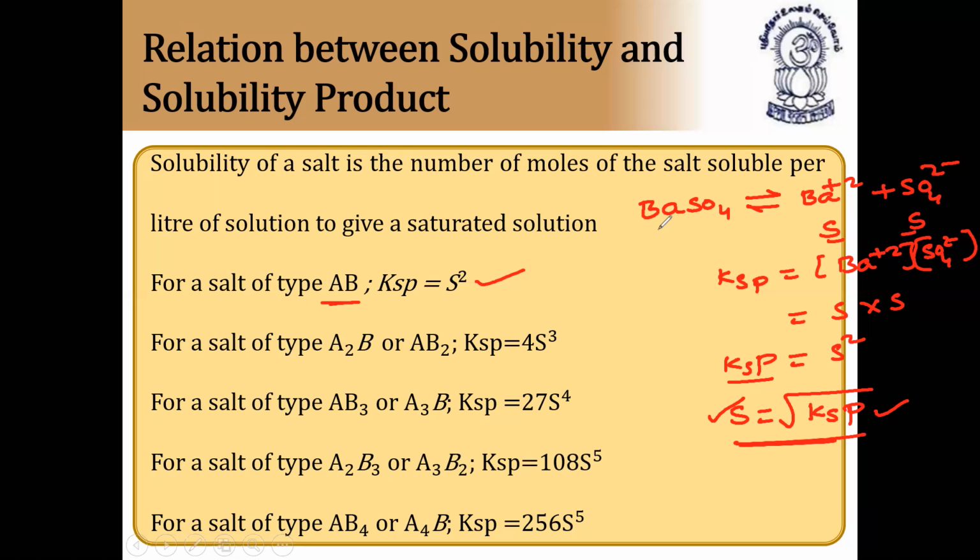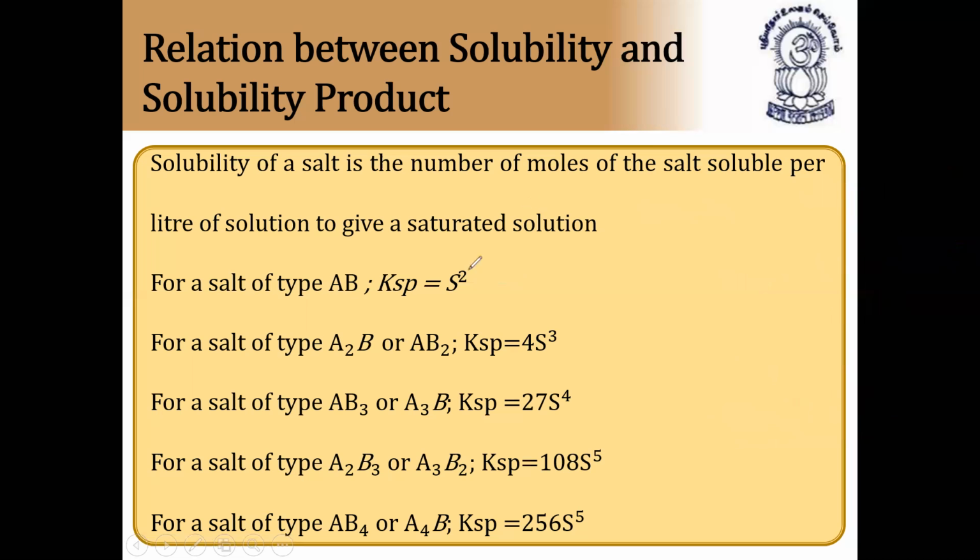So what is an AB type salt basically? If the charge of cation and anion are equal, then it comes under AB type salt. It can be plus 1 minus 1, plus 2 minus 2, plus 3 minus 3. So we have only three types. That is called AB type salt. For AB type salt, Ksp is equal to S square and S is equal to root of Ksp. Next, coming to the second type of salt, that is AB2 type or A2B.